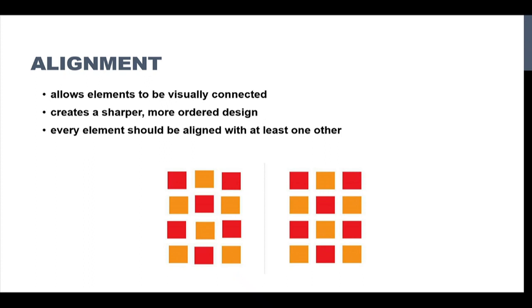A basic principle of composition is alignment. You can see the comparison here between the two lots of squares, ones which are slightly skew-width and ones which are more strongly aligned to straight lines. So alignment allows the elements to be visually connected and it creates a sharper, more ordered design. The alignment on the left is a little bit unsettling, whereas on the right it feels much calmer to us. We can see that every element should be aligned with at least one other. So simple things like keeping images aligned with text helps to create a more soothing design.